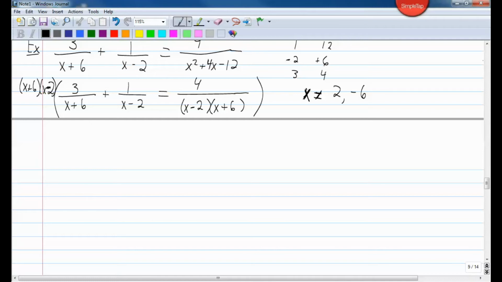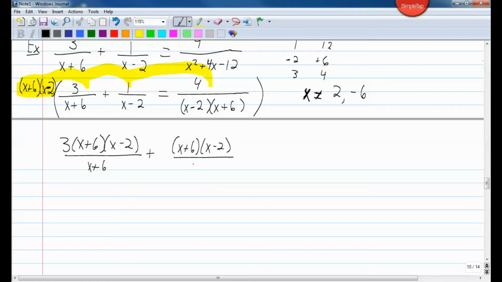So that's my restrictions. Now, what I want to do is take this least common denominator right here, and write it in each numerator. That means I'm going to multiply it times each numerator. Alright, so I have 3 times x plus 6 times x minus 2 over x plus 6. And plus, now this one is a 1, so I don't have to write my 1 again because I'm multiplying this times 1. So that's going to be x plus 6 times x minus 2 over x minus 2 equals 4 times x plus 6 times x minus 2 over x minus 2 times x plus 6.